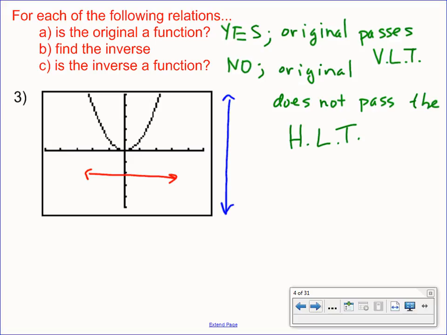So here we go. Key point 0, 0 will correspond to 0, 0. 1, 1 will correspond to, well, 1, 1. 2, 4, however, will correspond to 4, comma 2. Negative 1, 1 will correspond to 1, negative 1. And negative 2, comma 4 will correspond to 4, comma negative 2. Let's take a minute and carefully connect those, and we'll get a picture of our inverse relation.